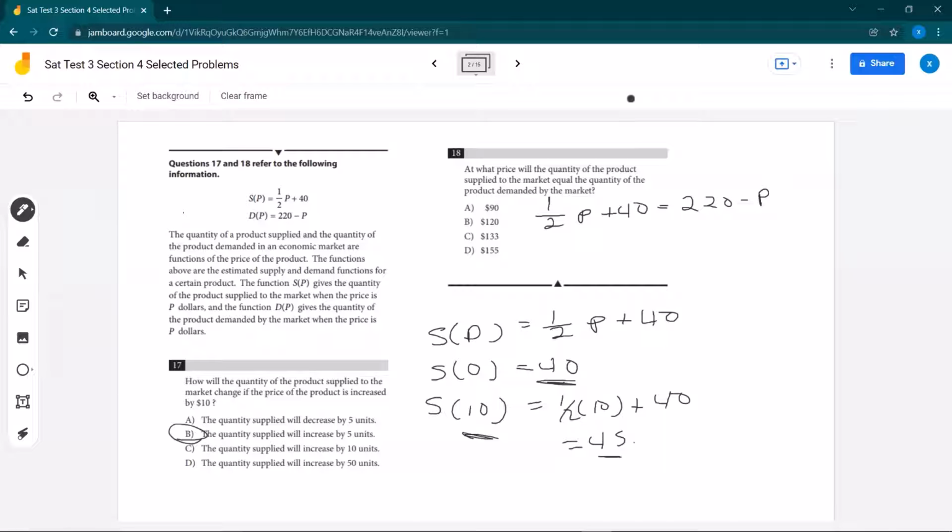So let's simplify this. 1/2 P plus P on this side gives us 3/2 P is equal to 260. And therefore, if we simplify this, P is equal to 120. So 120 times 3 divided by 2 is 180. Sorry, this is not 260, this is 180. It's my mistake.